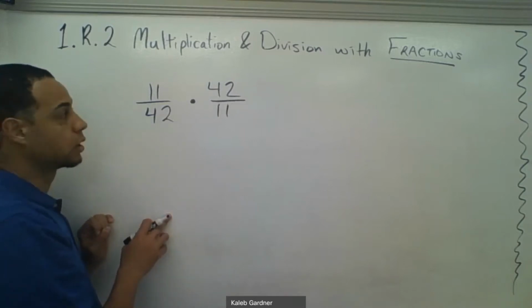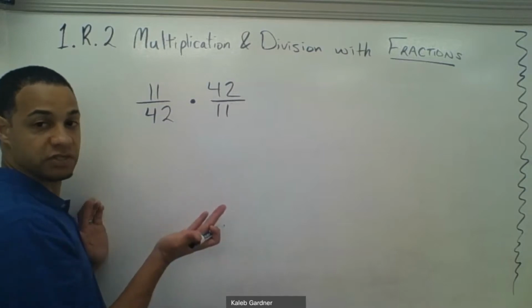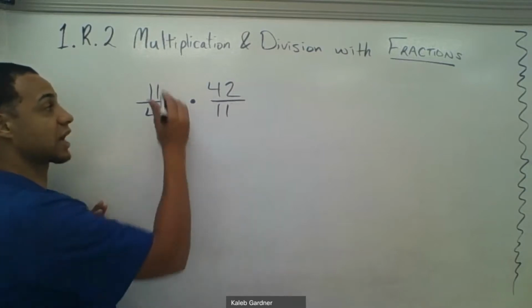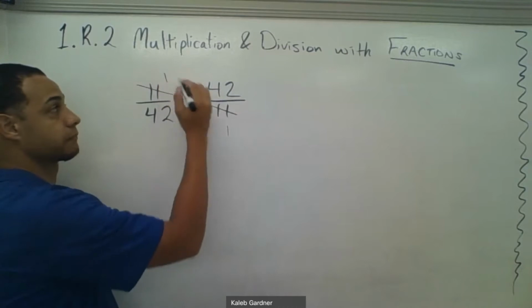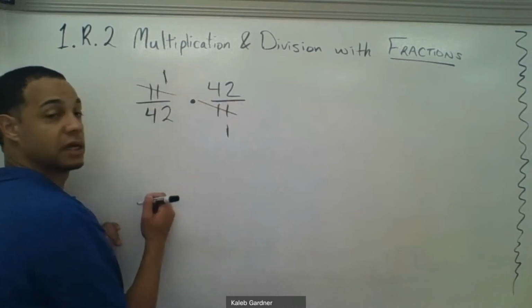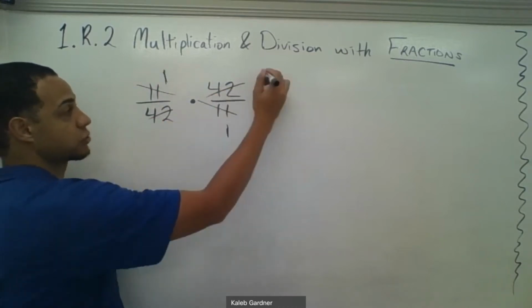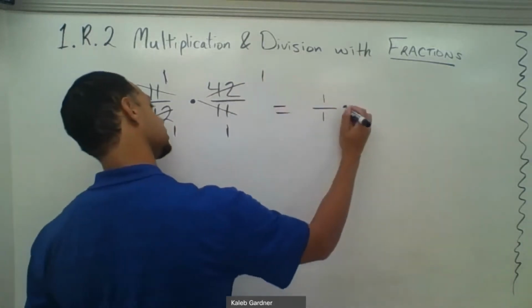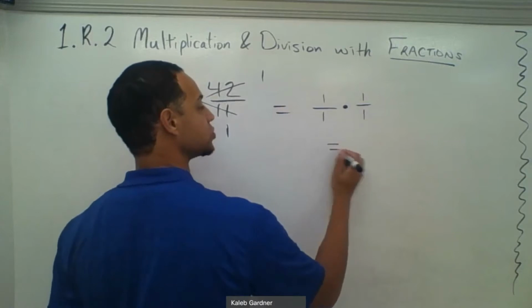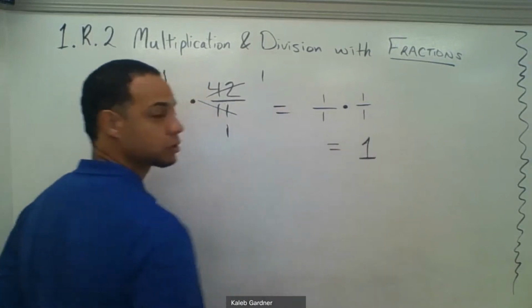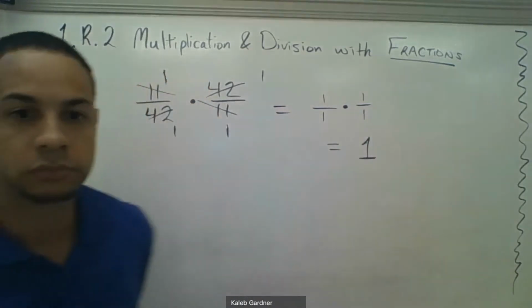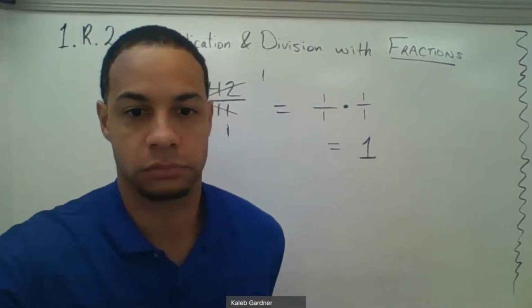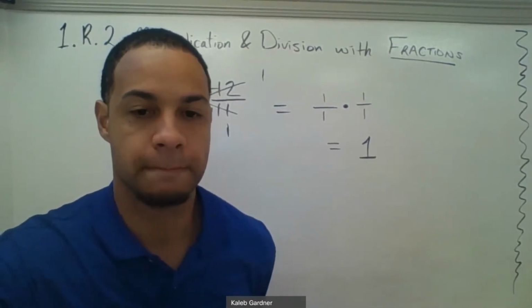So anything divided by itself is 1. The other way to look at it is I can reduce the 11s to make 1. And I can also reduce the 42s to get 1. So we have 1 over 1 times 1 over 1, which is just 1. You see that?